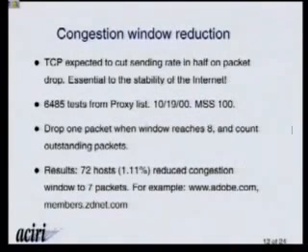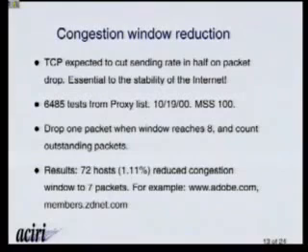Congestion window reduction. TCPs are expected to cut their sending rate in half on each packet drop, and this is essential to the stability of the internet. TCPs must reduce their sending rate when they encounter congestion, which they find out by experiencing a packet drop. We ran about 6,000 odd tests from the proxy list, and the way we did this was we let the sender window reach about 8 packets, and then we dropped 1 packet.